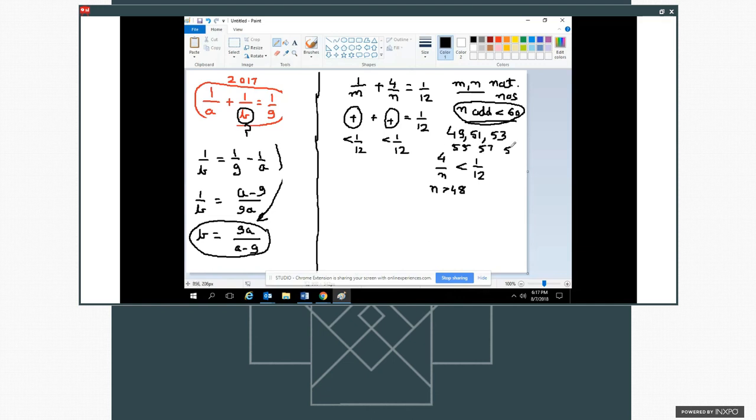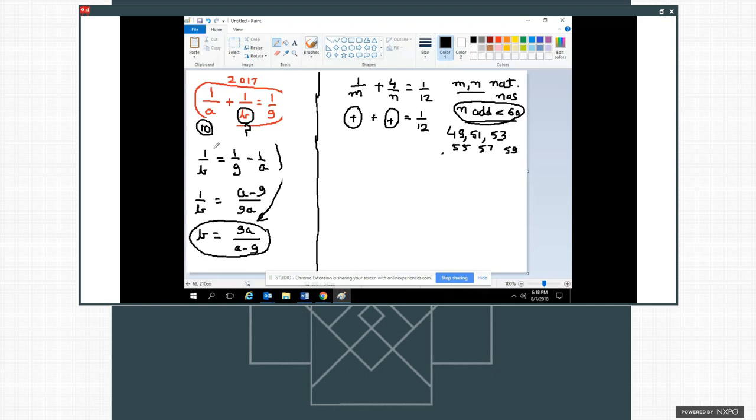N can only have 6 values: 49, 51, 53, 55, 57, 59, on which you need to check whether m comes out to be an integer. So this step is pretty much similar to your step in this question here, where you took the value of a as 10 to start with. Very, very similar, isn't it?